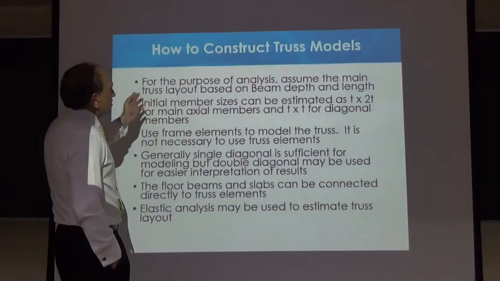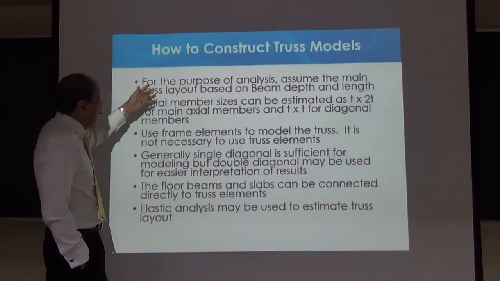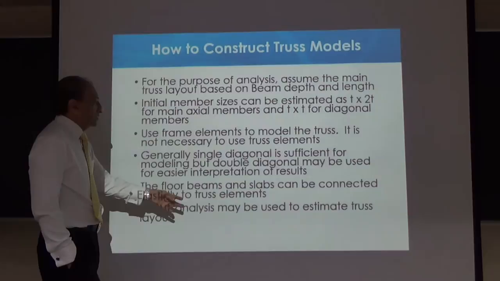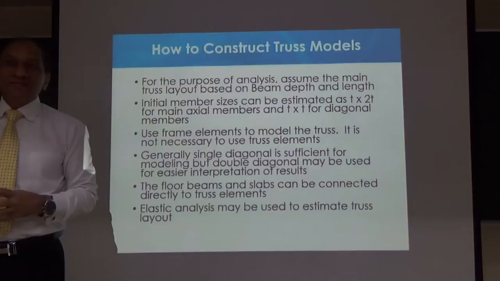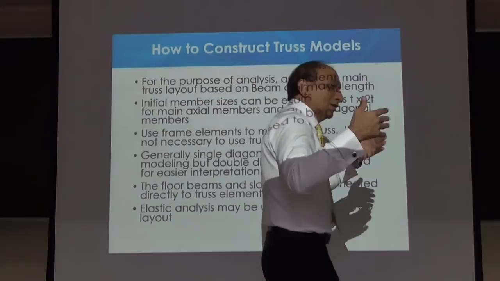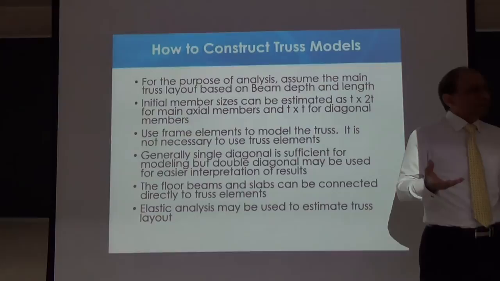So for the purpose of analysis, assume the main truss layout based on beam depth and length, and initial member sizes. As I mentioned already, use frame elements, and generally a single diagonal is sufficient. If the floor beams and slabs can be connected directly to the truss members, elastic analysis may be used to estimate. So basically you create that truss, and you do the elastic analysis, and then it can actually be part of the bigger model also. Sometimes, and this is something that is very important, which I don't know if you did in your project or not, you cannot take this, or I mean you can, but it is better to put this truss model in the main structure also.